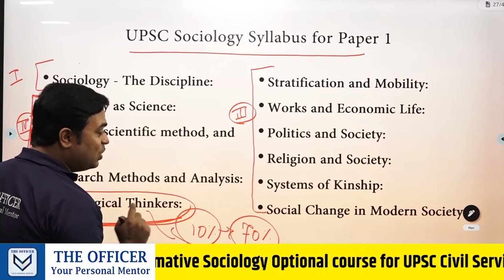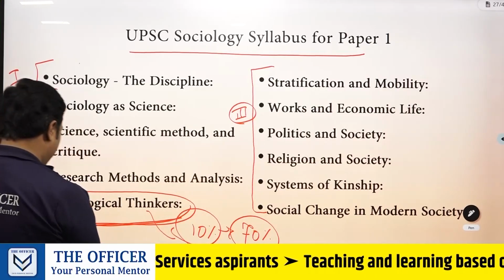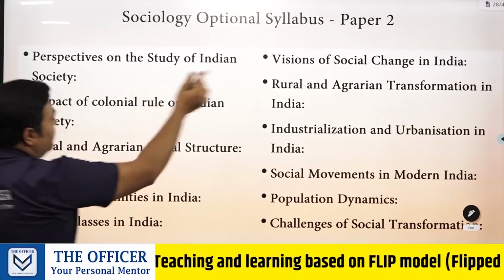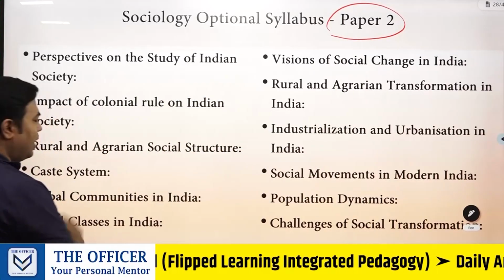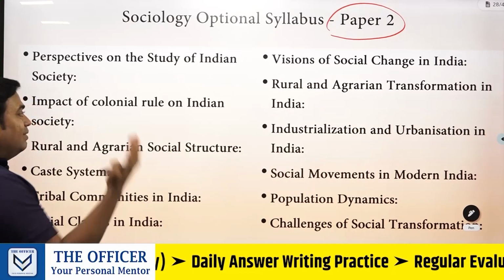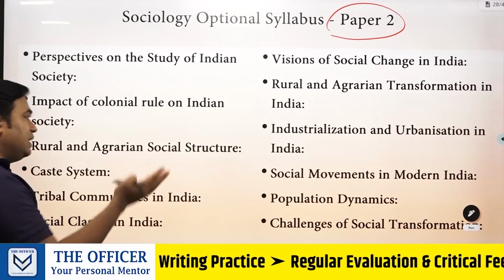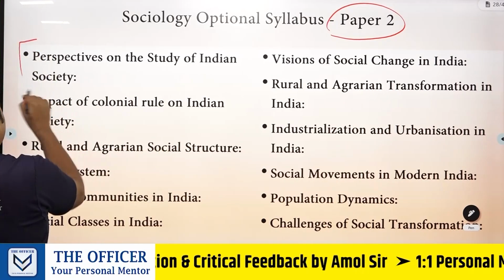The second beauty of sociology is that most of the topics overlap with paper 2. Look at paper 2. In paper 2, we again have around 10 to 12 topics. UPSC itself has divided it into three categories. One, the perspective.